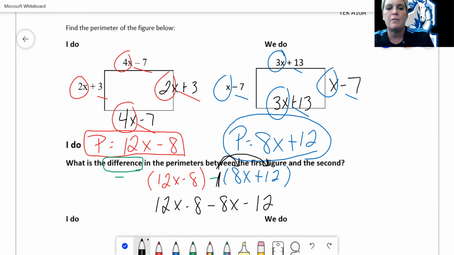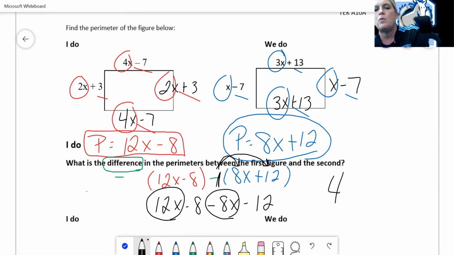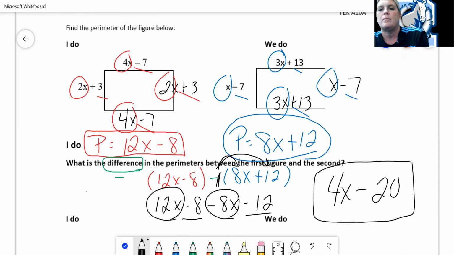Now, to simplify and find my answer, I'm going to put my x's together. 12x minus 8x is 4x. -8 minus 12 is -20. This is our answer. If you need a minute, you can pause the video and write all this down. And then I'm going to move the screen up and I want you to try and do the same thing we were doing up here, but this time we're going to have triangles.